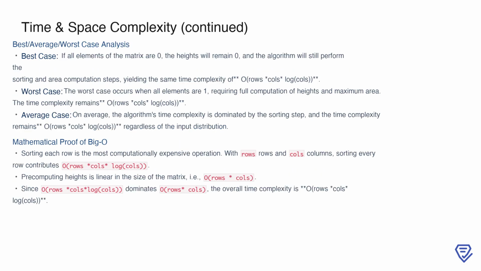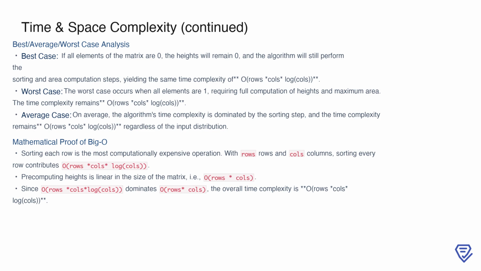Finally, let's consider the best, worst, and average case analysis. In the best case, if all elements of the matrix are 0, the heights remain 0, but the algorithm still performs the sorting and area computation steps, resulting in a time complexity of O(rows * cols * log(cols)). In the worst case, where all elements are 1, the algorithm performs the full computation of heights and maximum area, but the time complexity remains O(rows * cols * log(cols)).